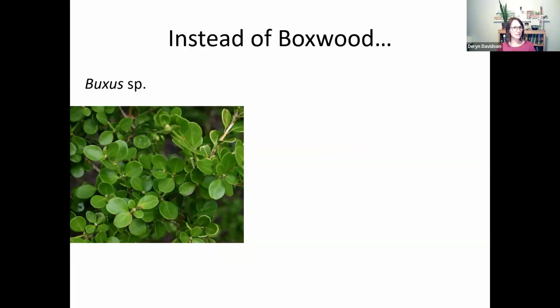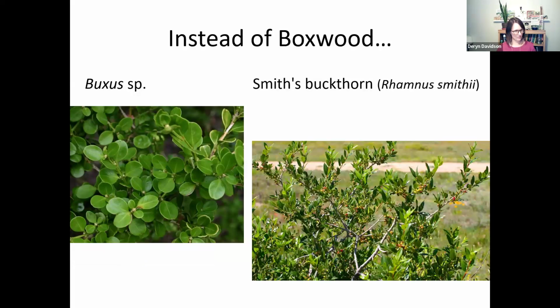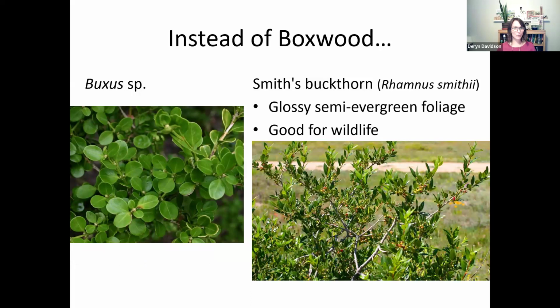Instead of boxwood, we've got Smith's buckthorn, Rhamnus smithii. So this has glossy, semi-evergreen foliage, similar to boxwood. It's great for wildlife. It provides excellent cover. And this one we're starting to see more and more in the trade. You know, in the horticulture world, plants are kind of trialed out to see how they do in pots and containers and see if they're going to be appropriate for sale through nurseries. And we are starting to see this one more. It's a really attractive plant.